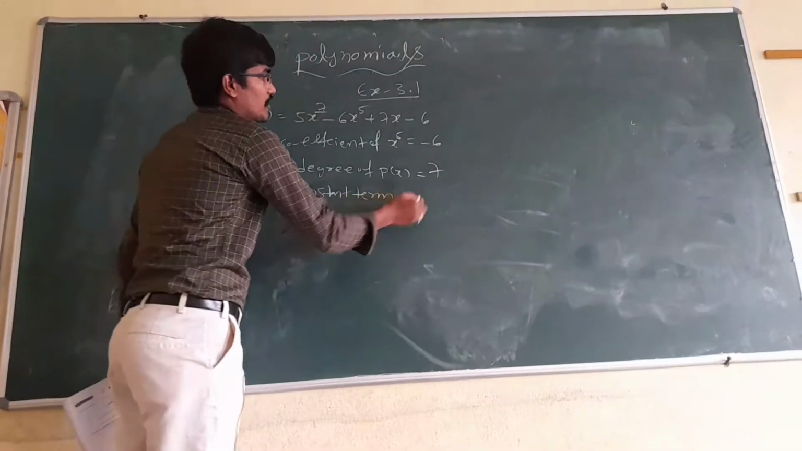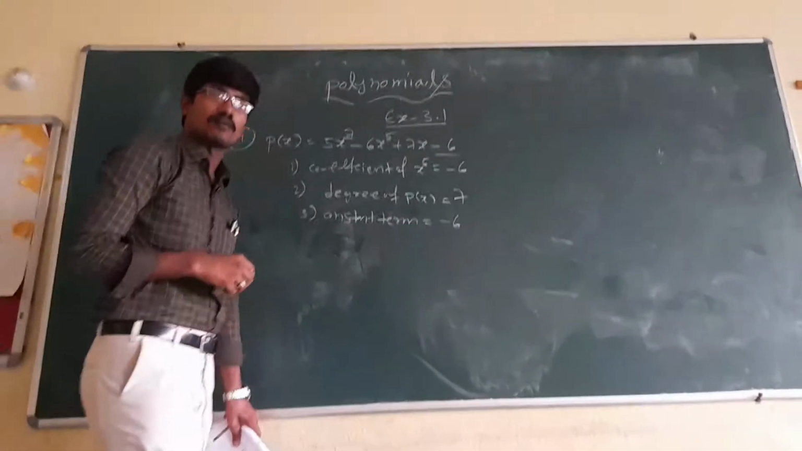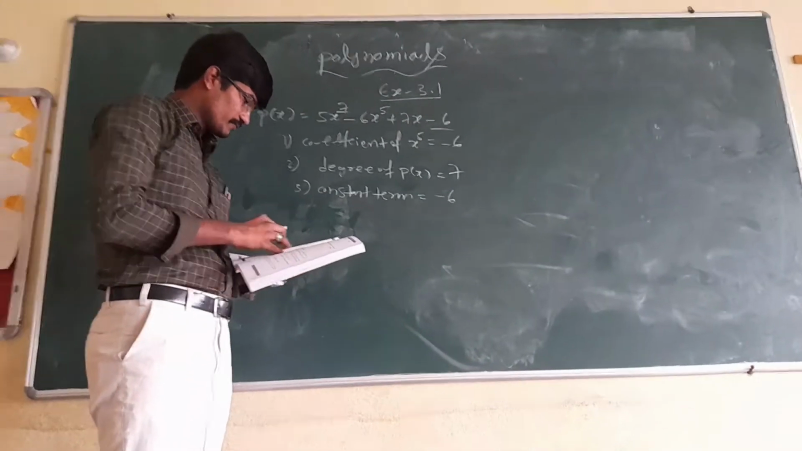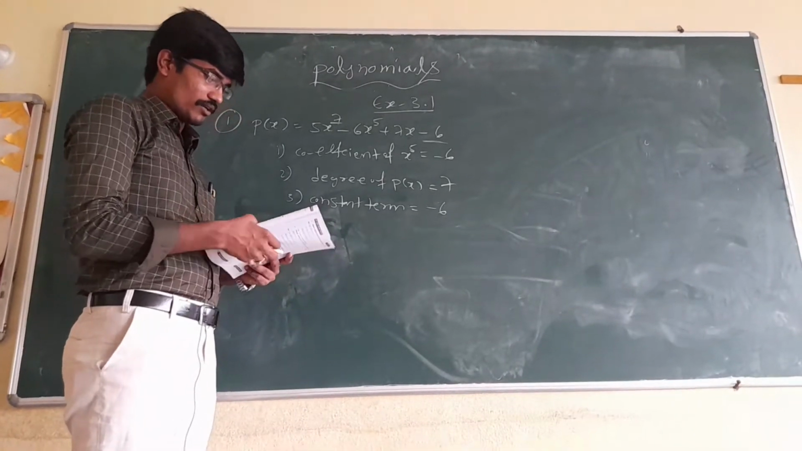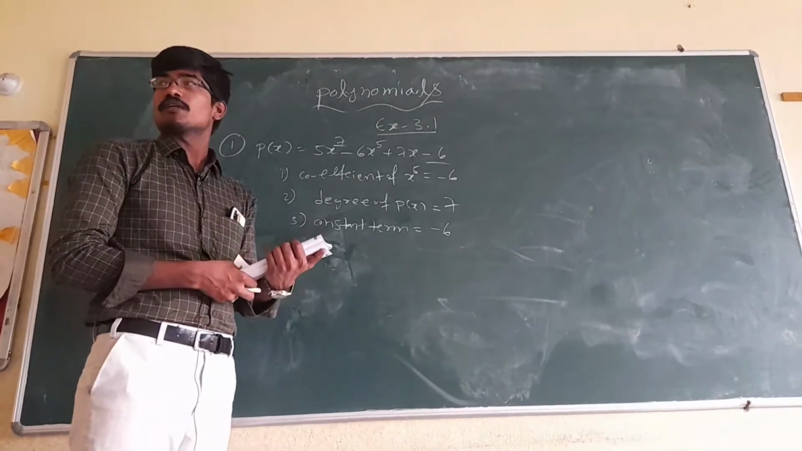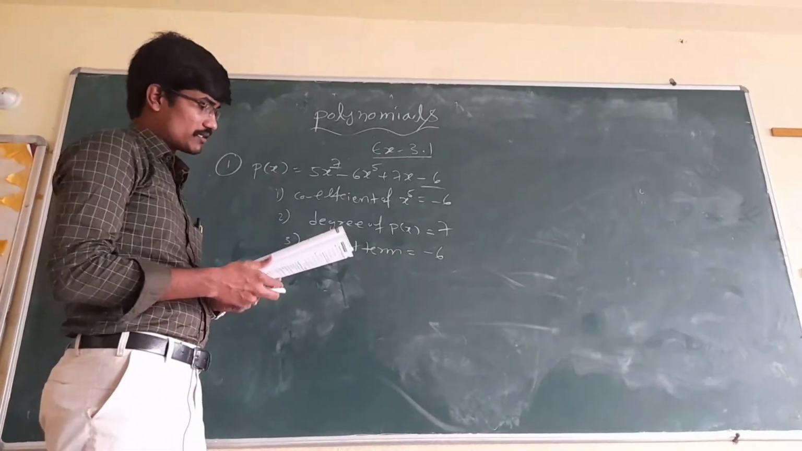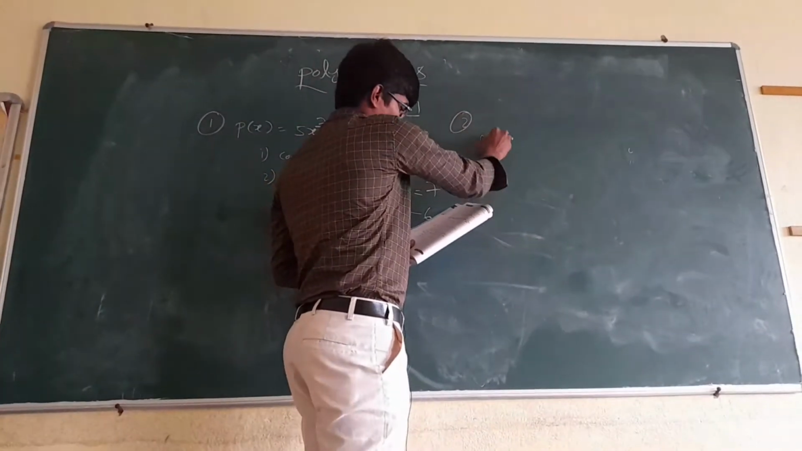So already we know constant means minus 6 is the constant term. Next, second question, see what they are asking. State which of the following statements are true and which are false. Give reasons. So we need to show which are true, which are false, and give the reasons also. See the second Roman. First question, what are they asking?